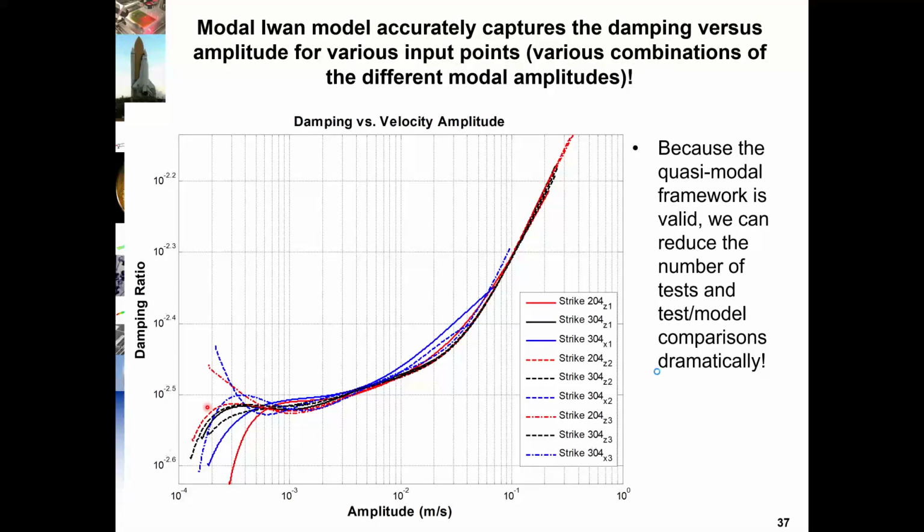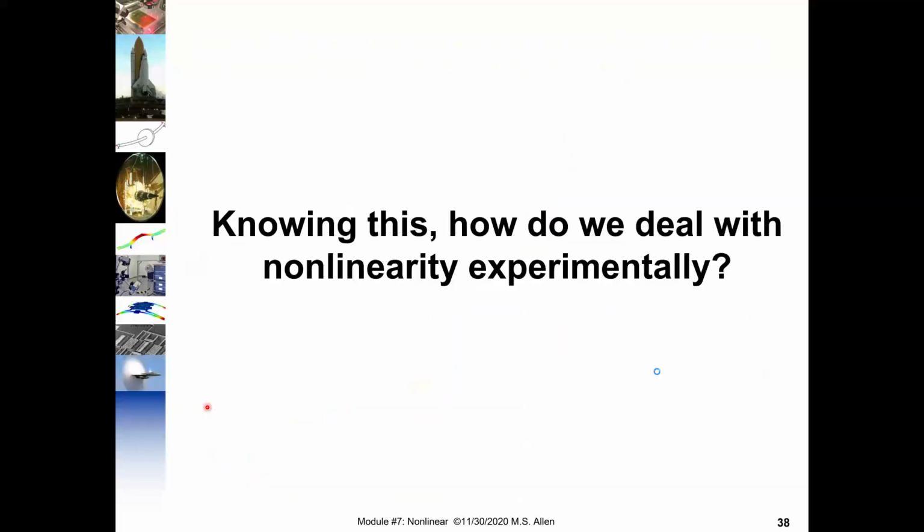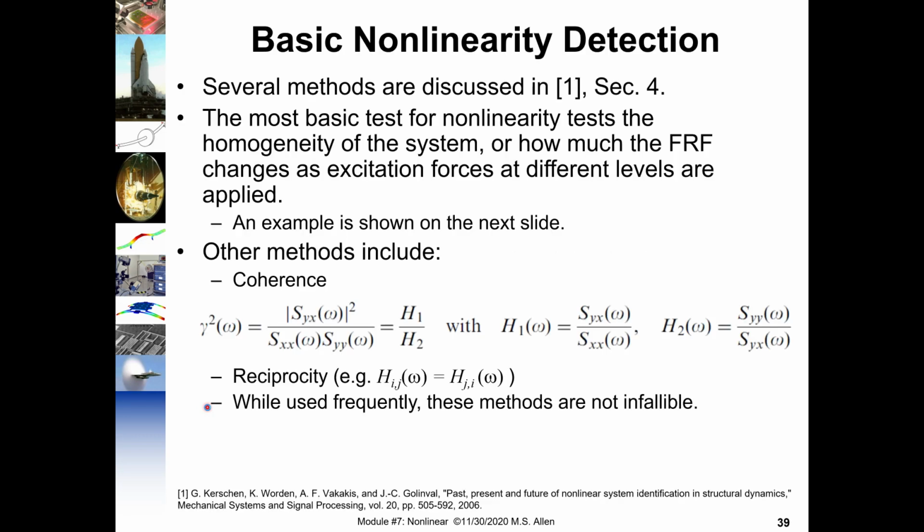Okay, so you've seen various examples and various little bits of theory. We haven't done it justice. And now we can start to ask, what do we do experimentally to tell if we have a nonlinear system? There are a few different methods, and there's a great reference here if you want to read up on more. But some of the simplest methods are really well within your grasp and things you can already do.